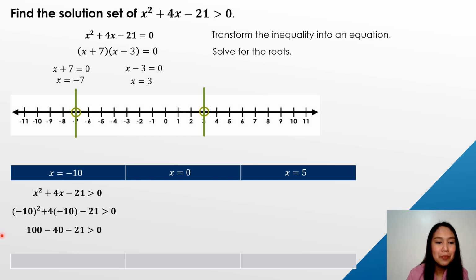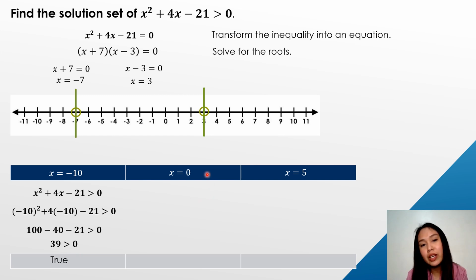So that will be 100 minus 40 minus 21 greater than 0. Okay? Now, it can be simplified as 39 greater than 0. Now, after this, we are going to make a judgment if this is true or false. Is 39 greater than 0? Now, of course, this is true. 39 is greater than 0.